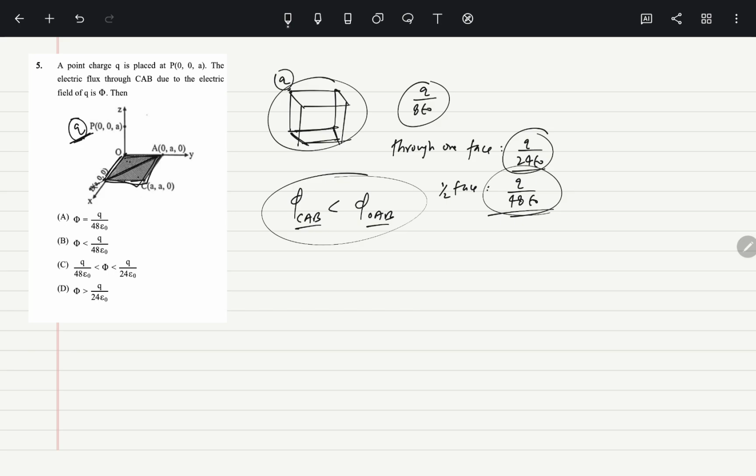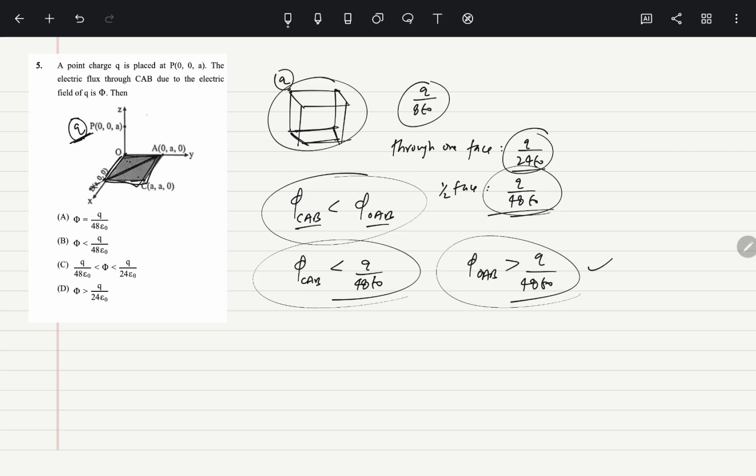So with this one, we can say the flux passing through CAB will be less than Q by 48 epsilon naught. Yes or no? Because the surface is far from that point charge, so the line density will be less compared to the line density on the OAB face. So CAB will be less than Q by 48 epsilon naught, and flux through OAB will be greater than Q by 48 epsilon naught. Okay, so hope you understood this one.